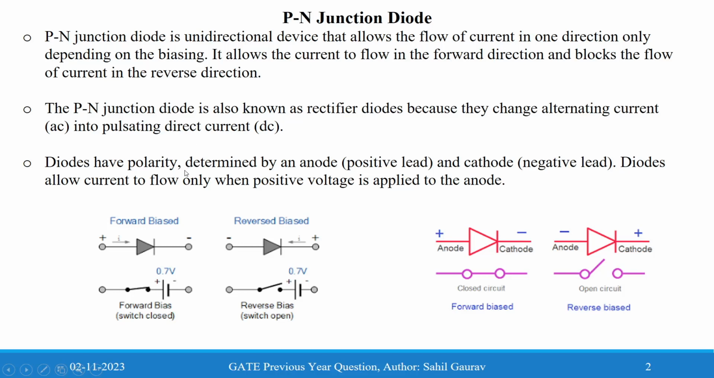And this diode has polarity that is determined by anode, that is positive lead, and cathode, that is negative lead. Diodes allow current to flow only when positive voltage is applied to the anode. Here we are given two figures. First figure is for practical diode and the next figure is for ideal diode.